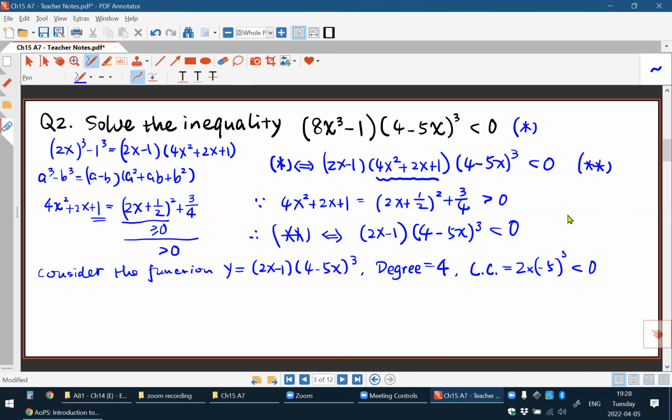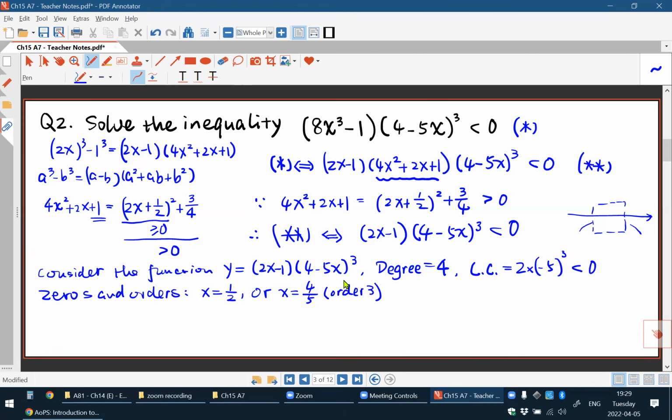So if you have an even number degree and a negative leading coefficient, then the end behavior will look like this, right? Next step is to find the behavior in the middle. That depends on the zeros and orders. Okay, zeros is to let y be 0. Therefore, we can solve that actually x can be 1/2 with order 1, or x can also be 4/5 with order 3, right? Because it's simply been repeated 3 times here. Okay, so based on this information, we can have a sketch of the graph of this function.